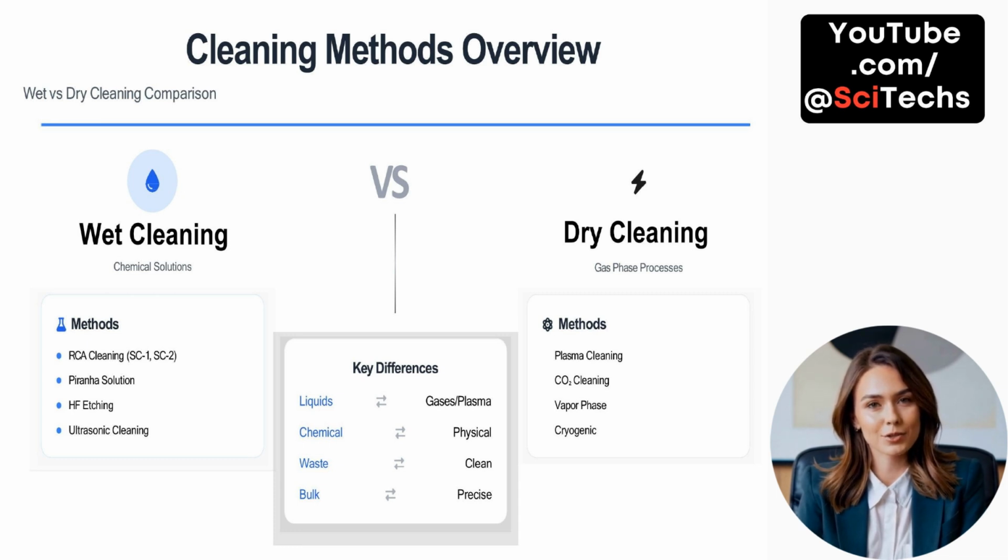On the other hand, dry cleaning involves gas phase processes like plasma cleaning, CO2-based cleaning, vapor phase reactions, and cryogenic methods. These techniques use gases or plasma to clean surfaces, often with minimal waste. Key differences include the medium used, liquids versus gases or plasma. Wet cleaning is more chemical and bulk-oriented, while dry cleaning offers cleaner, more precise results. Dry methods are particularly useful for advanced nodes, where minimal damage and contamination control are critical to achieving nanoscale precision.